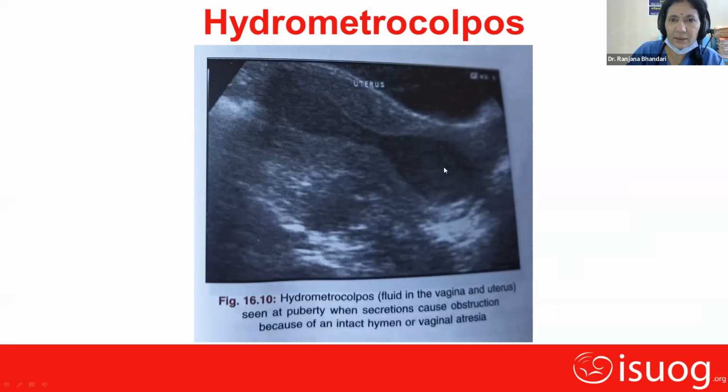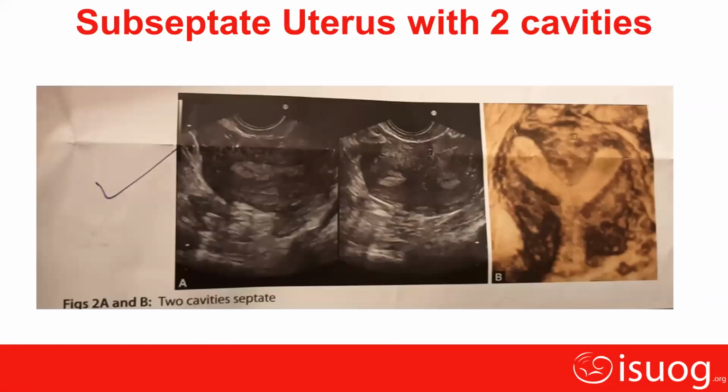So we are seeing fluid in the uterus and in the cervix, and this may be because of imperforate hymen or vaginal atresia. It is more commonly and more properly seen by MRI. But in ultrasound also, we can see the length of the vagina. That will show the vaginal atresia or imperforate hymen.